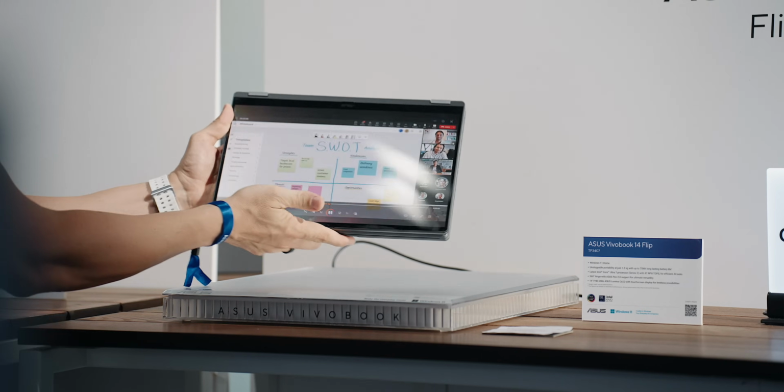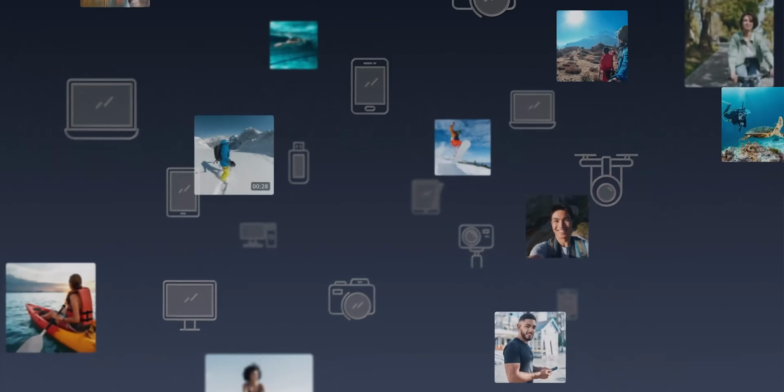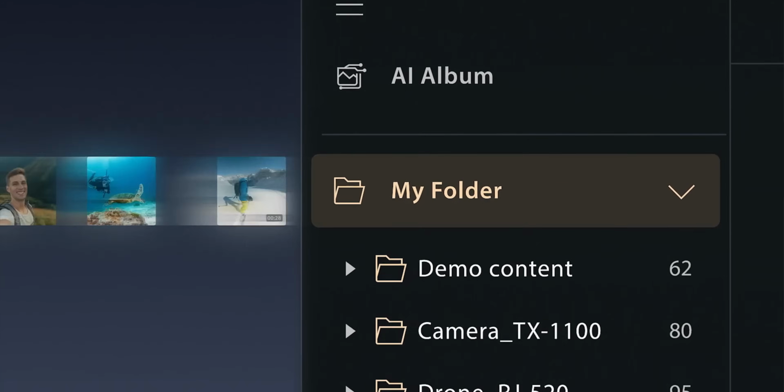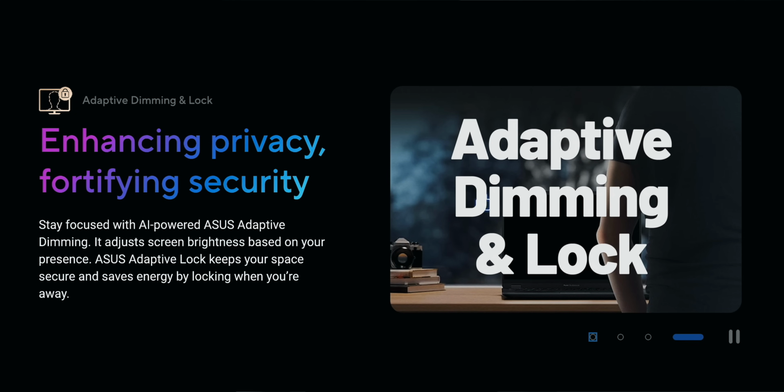Both these Zenbook and Vivobook lineups come with Wi-Fi 7 and Copilot in mind, an additional ASUS-specific suite of tools like StoryCube, a place to organize all your media, adaptive dimming, which is one of my favorites, the ability to lock and secure the device when you're away, and more.